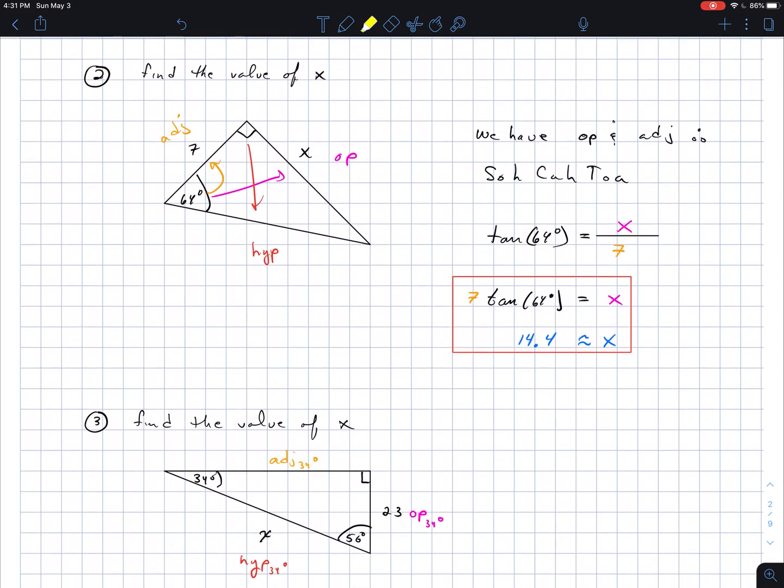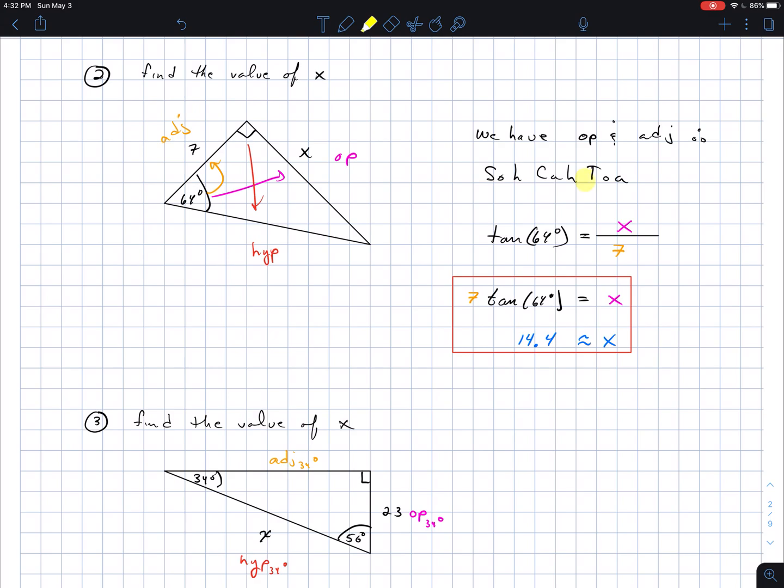Number 2, simply find the value of x. So I took a really cheap way of looking at it. I look at making math easier, not more difficult. So we did the labeling of the sides. We know that we have an opposite, and we know that we have an adjacent. Those two sides have some kind of substance to it. One is 7 and one is x. So in this case, we know we have opposite and adjacent.